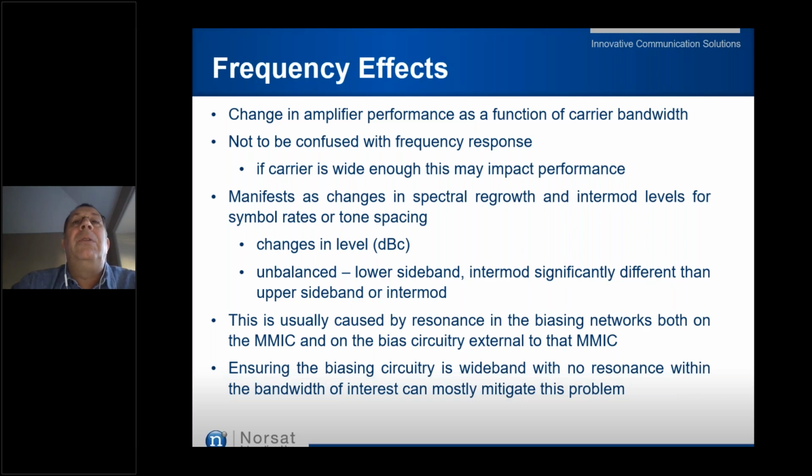The frequency effects are usually caused by a resonance in the biasing networks, both on the MMIC and on the bias circuitry external to that MMIC. So by designing and ensuring that your biasing circuitry is wideband enough, so that there's no resonance in the bandwidth of carriers of interest, you can pretty much mitigate this problem.